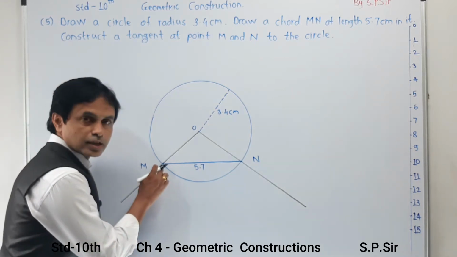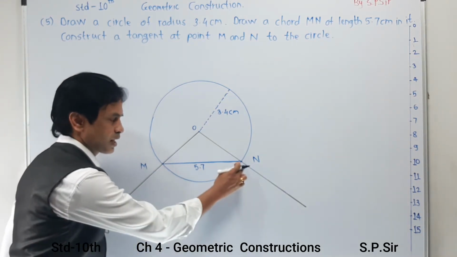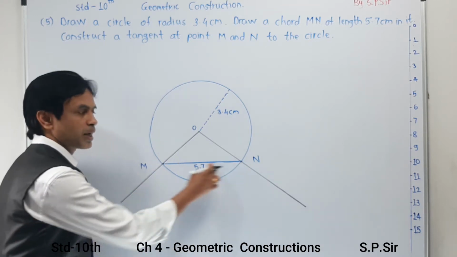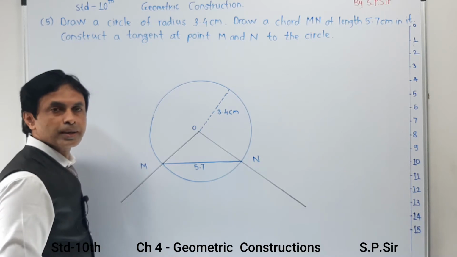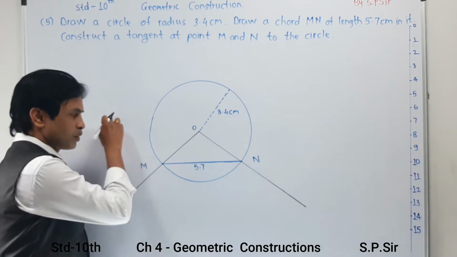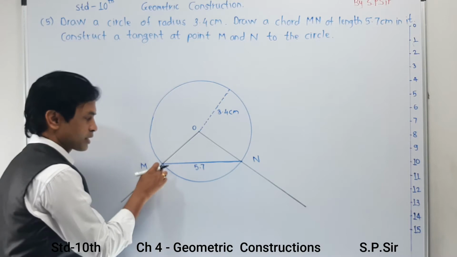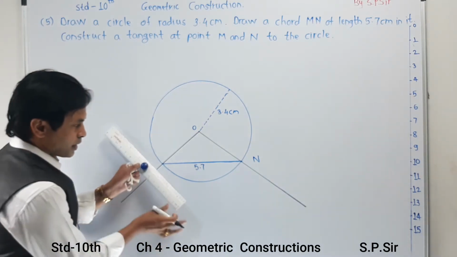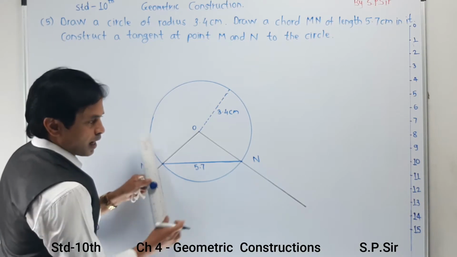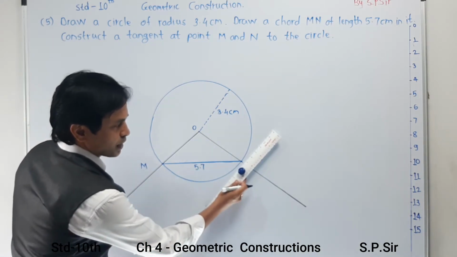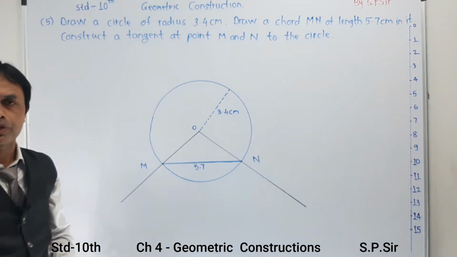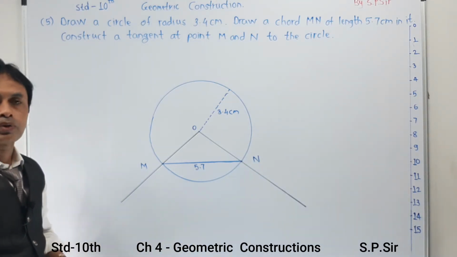Now there are two points, one is M, second is N, and you have to draw a tangent at M and N. We know how to draw a perpendicular at any particular point. No doubt the tangent at M will be like this, and the tangent at N will be like this. So in that case you know the tentative tangent positions. But now how to draw them?